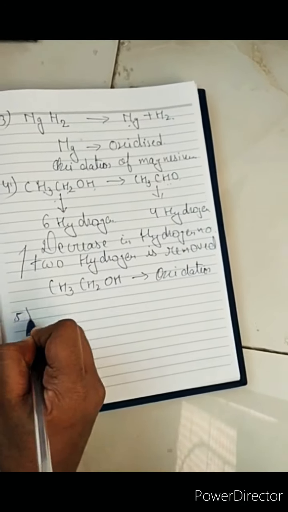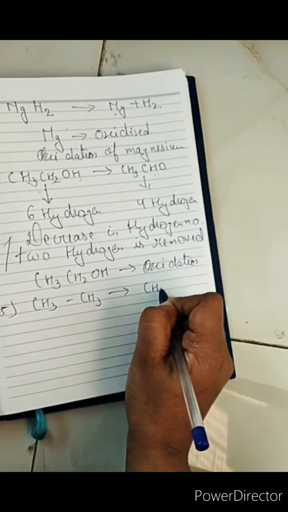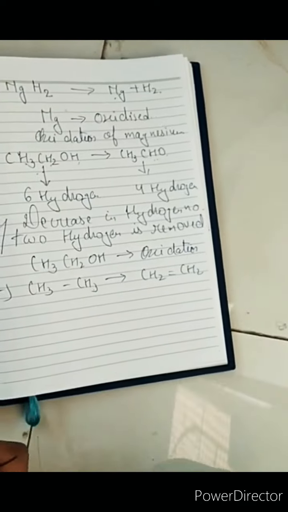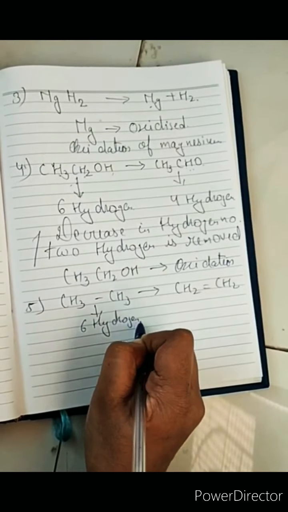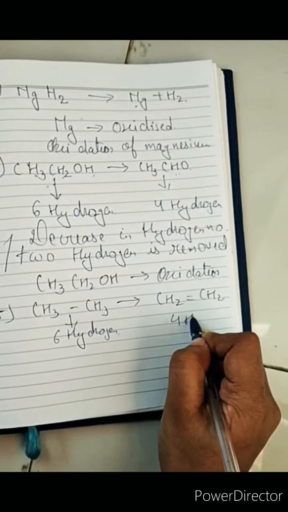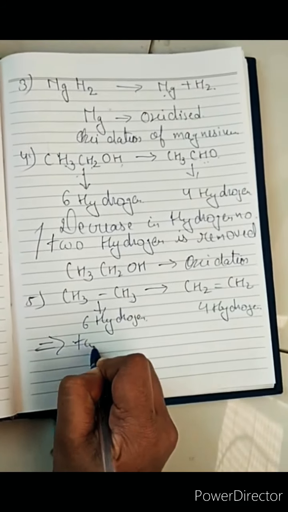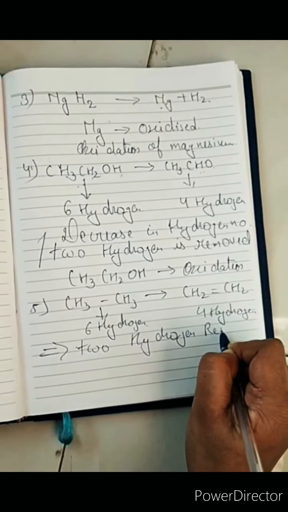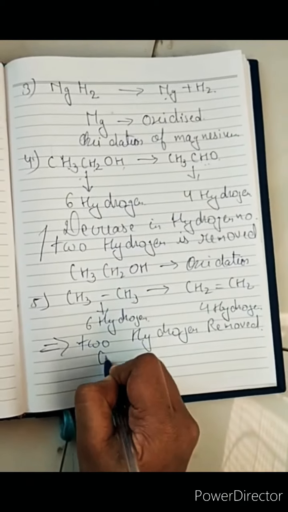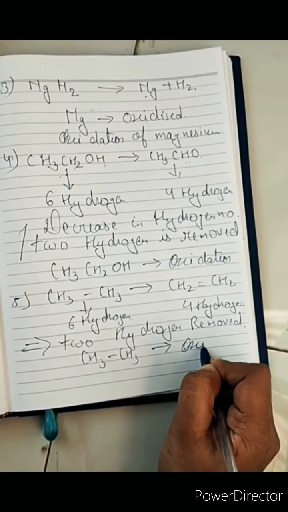Let's take one more example of it. CH3CH3. After reaction it becomes CH2CH2. So you can see here are 6 hydrogen and here are only 4 hydrogen. So again we have 2 hydrogen removed, it means CH3CH3 undergoes oxidation.